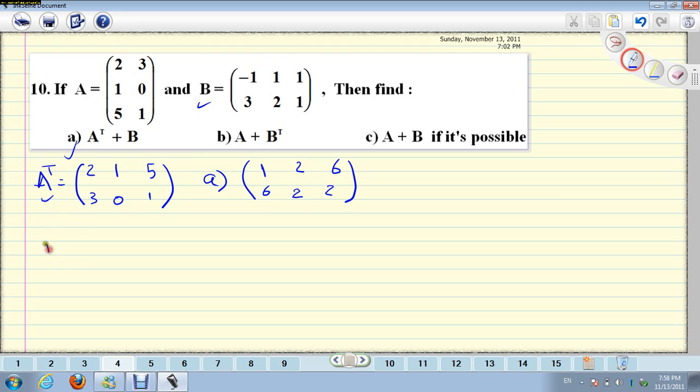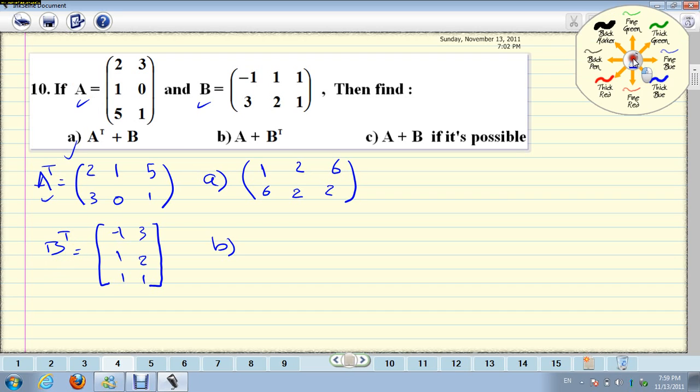Okay, letter B, it says A plus B transpose. So I'm gonna get B transpose. I have 2 rows, I'm gonna write it in 2 columns. So I'm gonna write it in this way. It's a matrix of order 3 by 2. Negative 1, 1, 1, and here's 3, 2, 1. Okay, for letter B, we add A plus B transpose. This is A. I'm gonna add it to B transpose. Let's use another color.